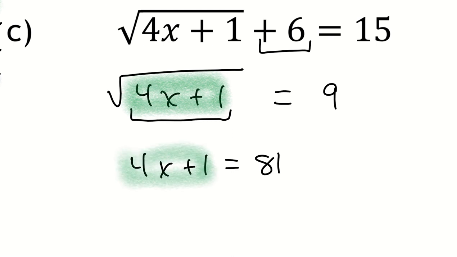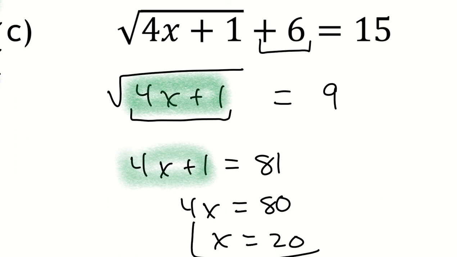So if it has to equal 81, then truly 4x has to be the number 80. And if I divide both sides by 4, I get that x is the number 20. And I can check this answer pretty quickly by just plugging in the 20 here. 4 times 20 is 80. 80 plus 1 is 81. The square root of 81 is 9, and yes, 9 plus 6 is 15. So this answer works. Other answers do not.